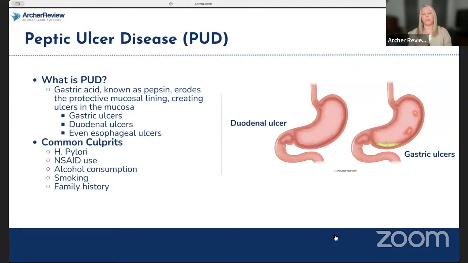All right, let's move on to peptic ulcer disease. So peptic ulcer disease is often confused with GERD, but they do share one common factor, and that is gastric acid. So with peptic ulcer disease, that gastric acid, along with pepsin, erodes the protective mucosal lining and creates ulcers in the mucosa. We see gastric ulcers, ulcers of the stomach, duodenal ulcers, ulcers of the small intestine, and even esophageal ulcers. Our common culprits for peptic ulcer disease are the bacteria H. pylori, NSAID use, alcohol consumption, smoking, and family history.